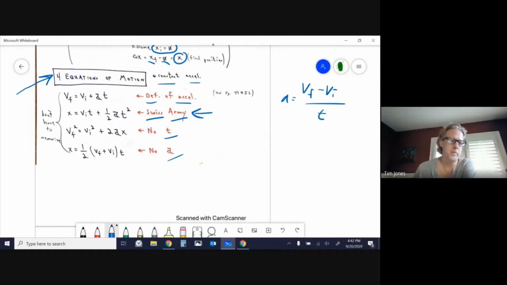Now I mentioned you don't have to memorize these. I will provide them on quizzes, and you will get to write them on something for your exams, but you do need to be able to use them, and that's what the rest of this lesson is about.